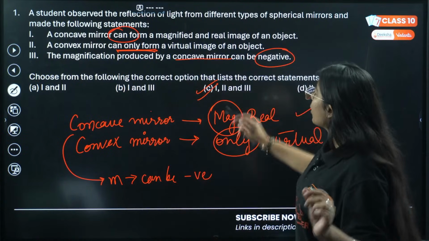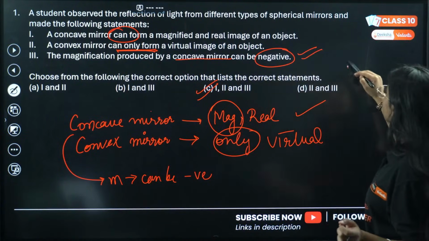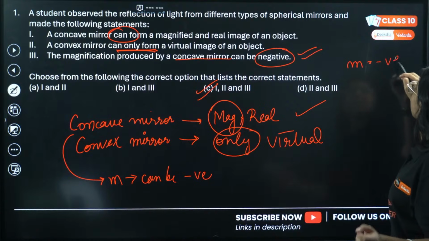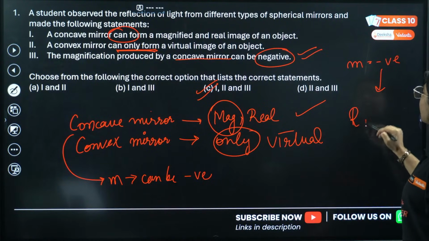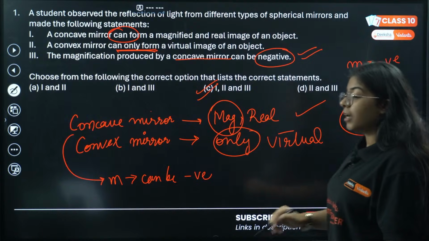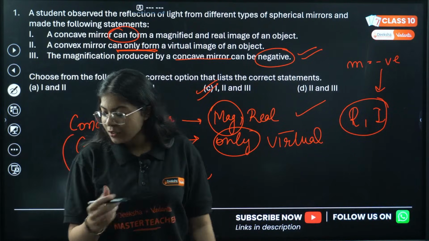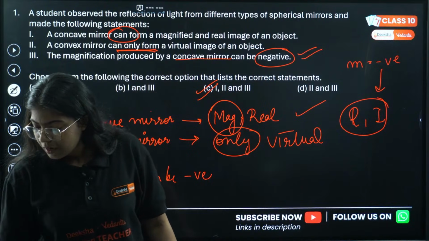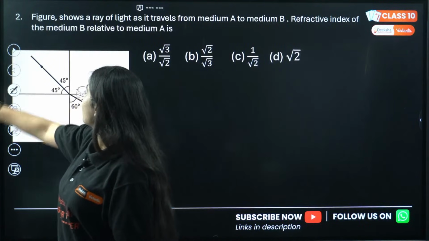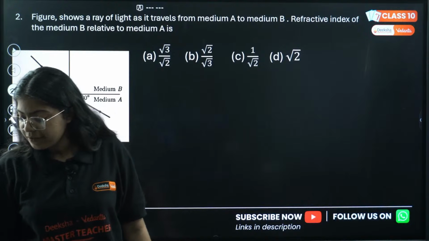And the third one also says the magnification can be negative. Negative magnification means my image is real and inverted, and a concave mirror does produce a real and inverted image, so it is correct. Let's move on to the next question. Okay, next question, second question, read it carefully again.